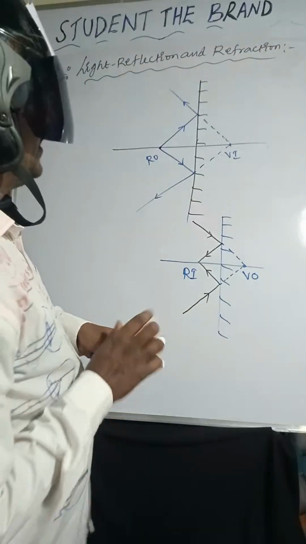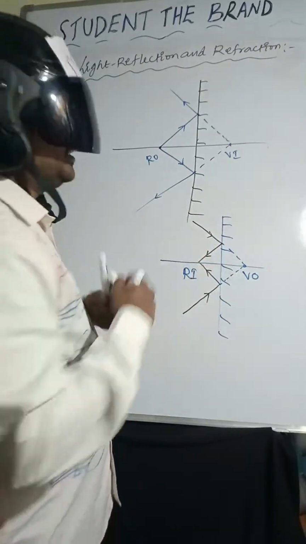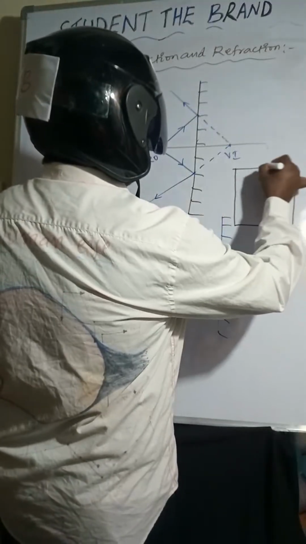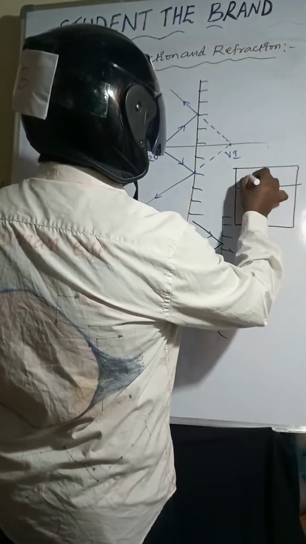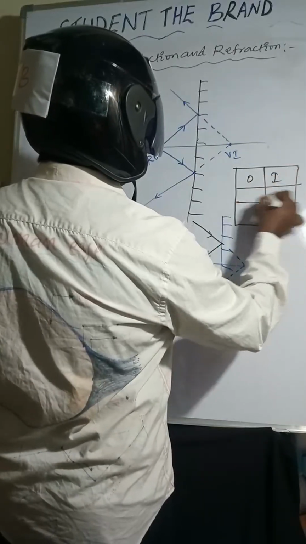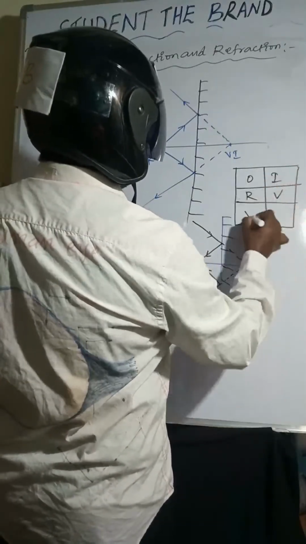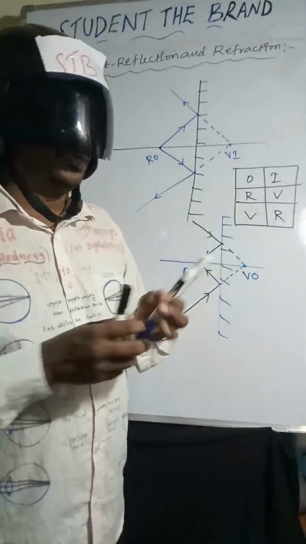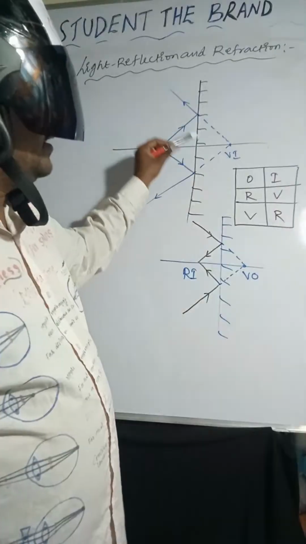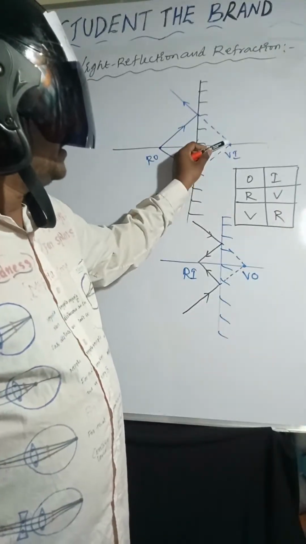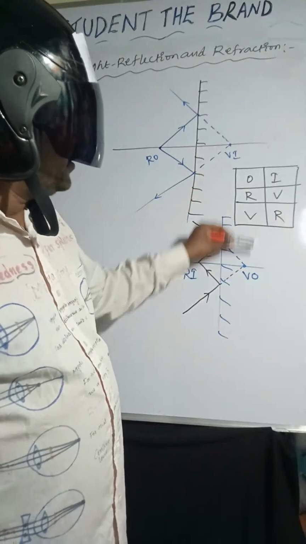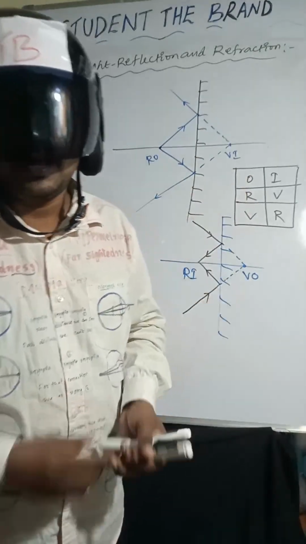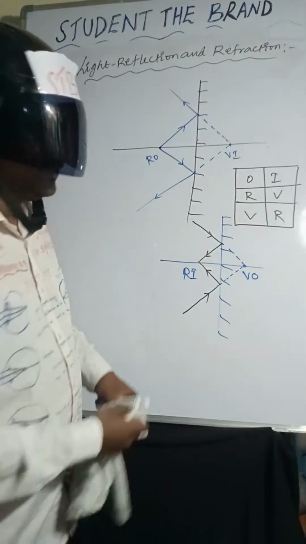So by seeing this one, we can conclude that object is real, image is virtual. Object is virtual, image is real. Okay, so by seeing these two diagrams, we can conclude that object is real, image is virtual, object is virtual, image is real, right? Yes. I hope it is very clear. Next one.